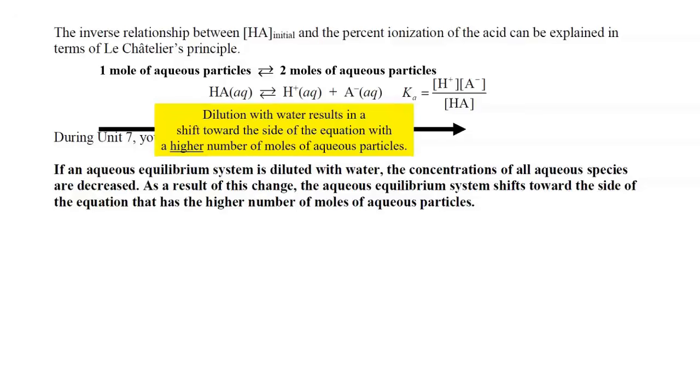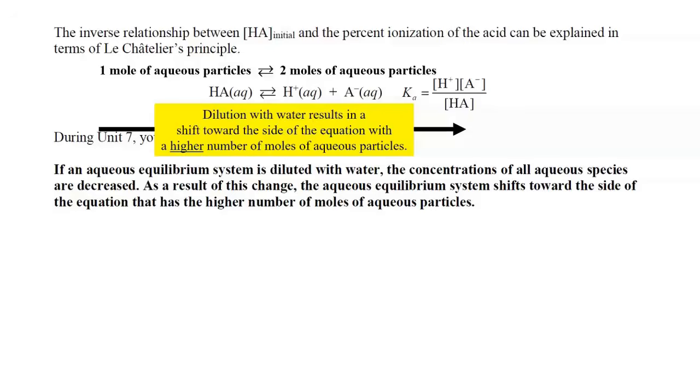Therefore, dilution with water results in a shift toward the side of the equation with a higher number of moles of aqueous particles, which would be from left to right. That's why the percent ionization of an acid will increase upon dilution with water.